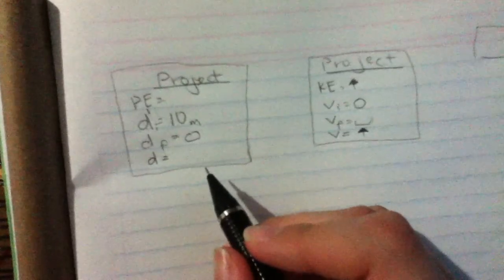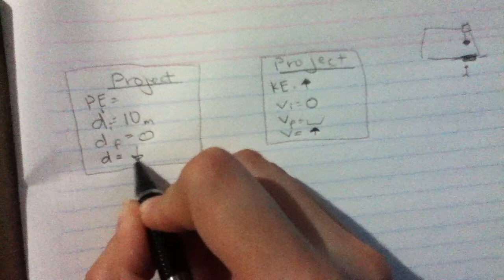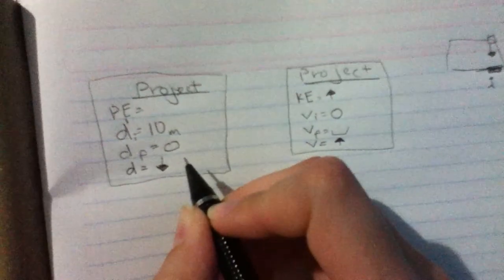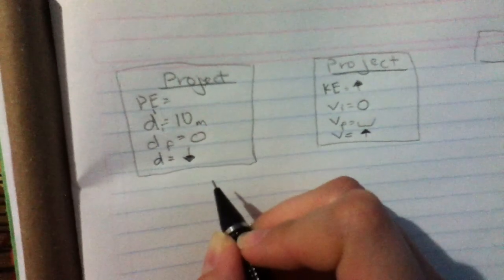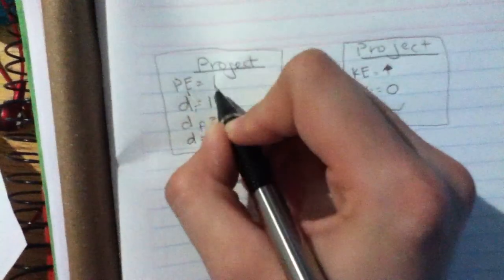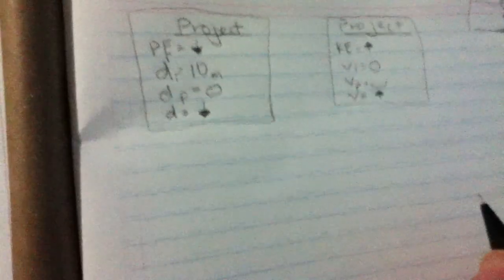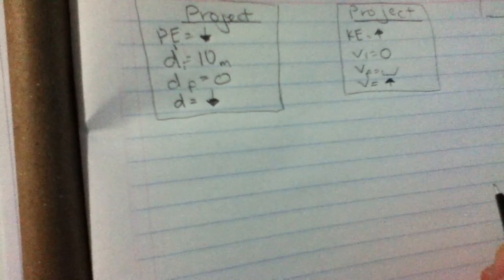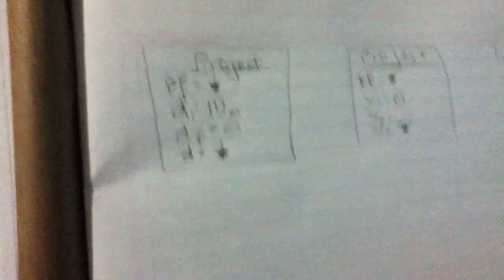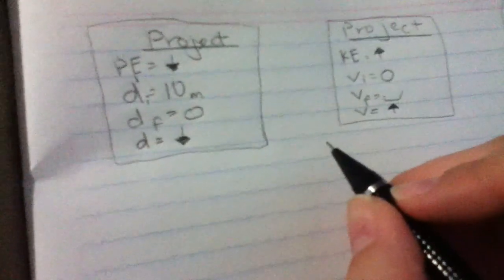Okay. And then that means that the distance goes down. And if the distance goes down, and it's an indicator for potential energy, that means the potential energy also went down. Okay. And here comes the conservation statement. Okay. So, let's see.